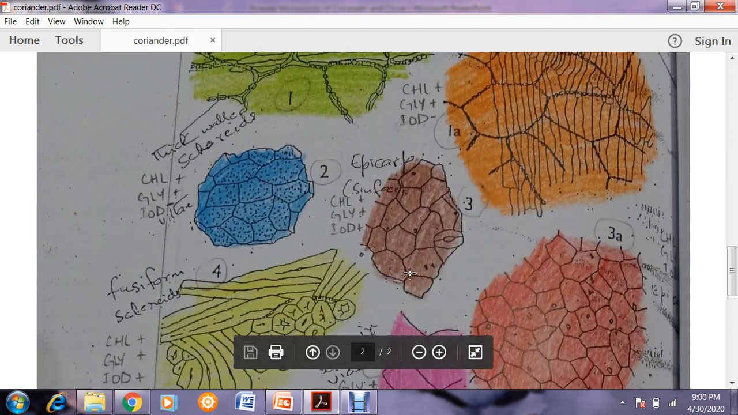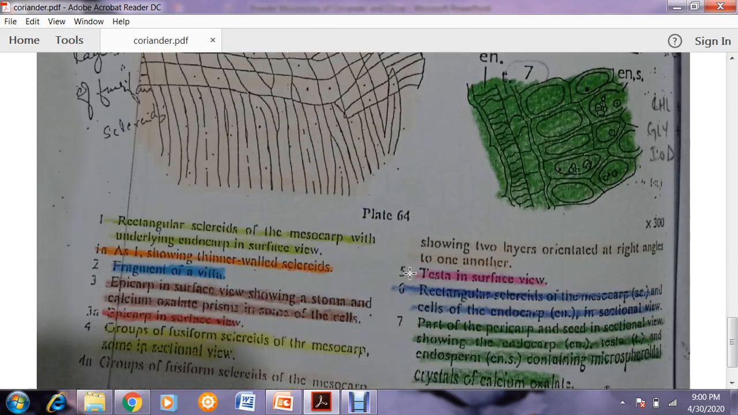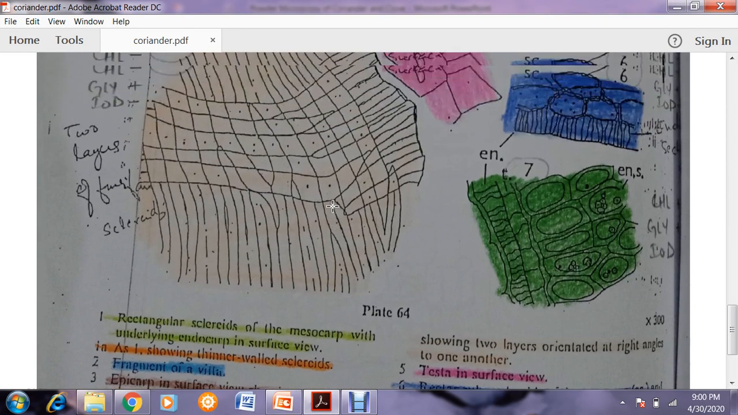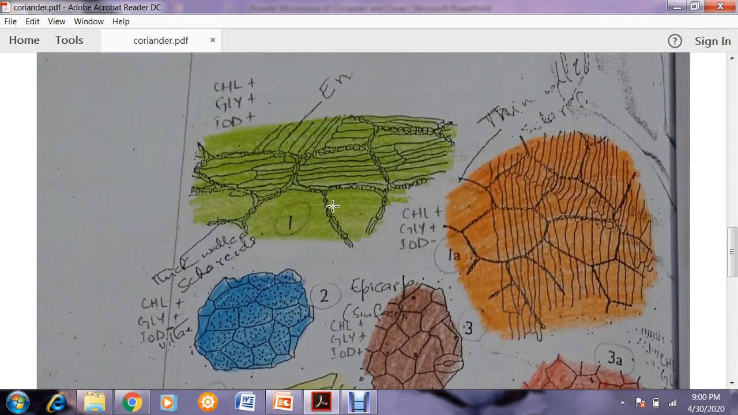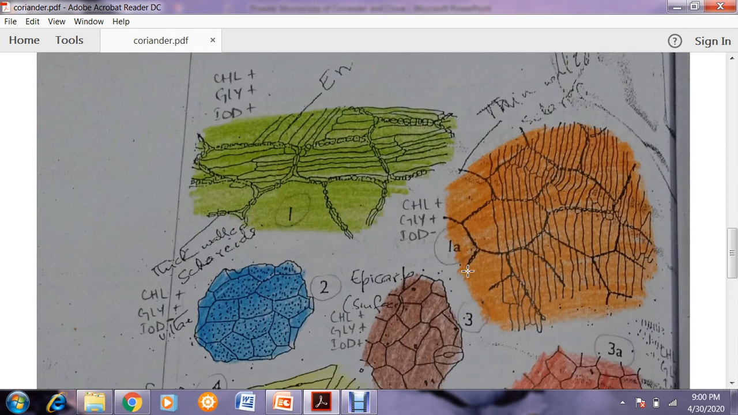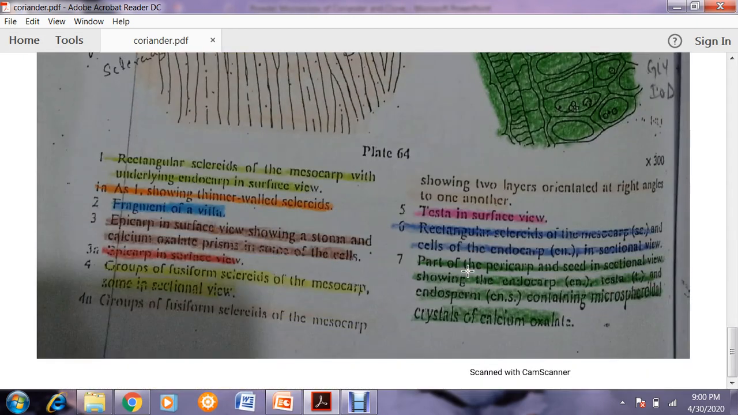Now what is this? Number one is rectangular scleroids of the mesocarp with underlying endocarp in surface view. So these are the sclerenchyma or scleroids of the mesocarp, which we will study as part C above. And what is 1A? 1A shows the thinner wall scleroid.